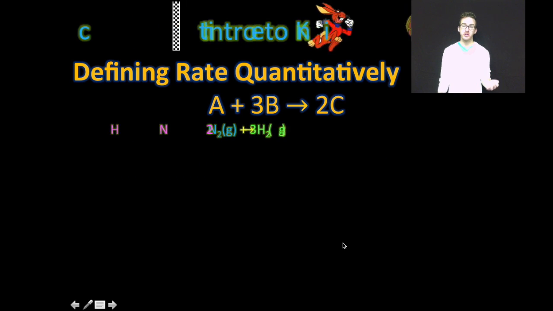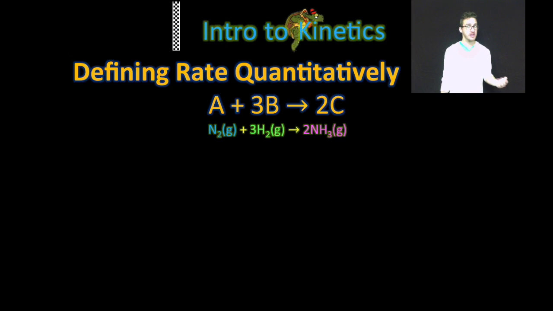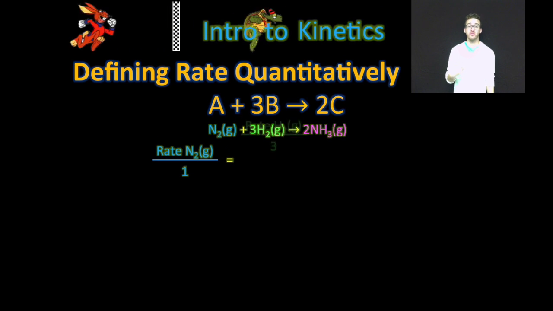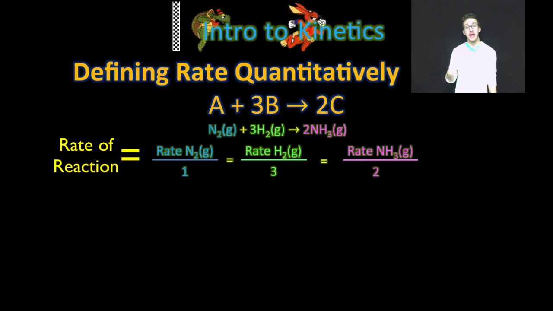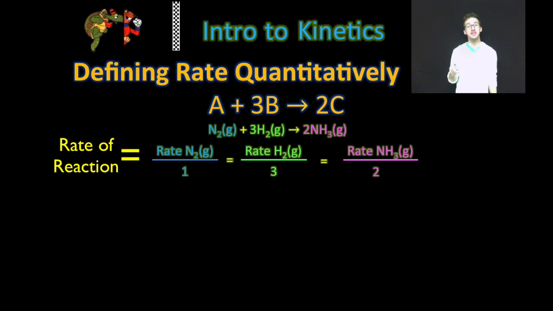Okay, now let's take a look at a concrete example, such as the synthesis of ammonia from its elements. Notice how we can define the rate of this reaction in terms of any of the reactants or products, and recognize again that those rates are divided by their respective coefficients in the balanced chemical equation.